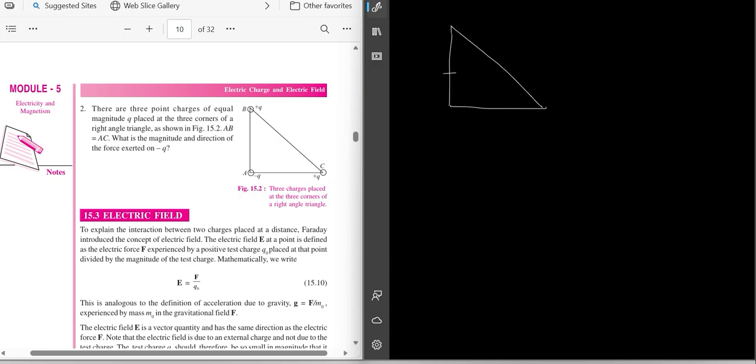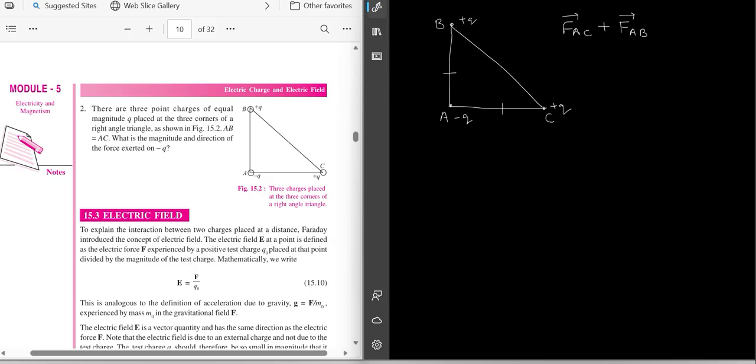So this is an isosceles triangle, these two sides are equal. This is B, this is A, this is C. Here there is a charge plus Q, here there is a charge plus Q, here there is a charge minus Q. Now we want force on minus Q. So force on A due to C plus force on A due to B.